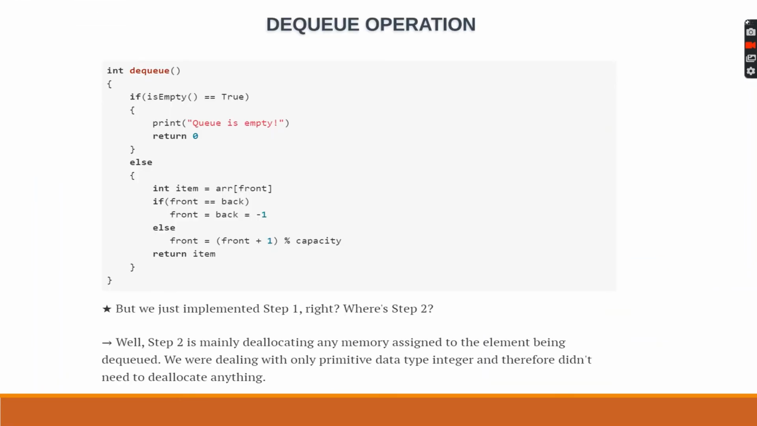Now we'll look into what a dequeue operation is. In dequeue, if the isEmpty function is equal to true, the isEmpty function is used to see whether the queue is already empty. So if we come across a queue which is already empty, then we'll print a message that the queue is empty.